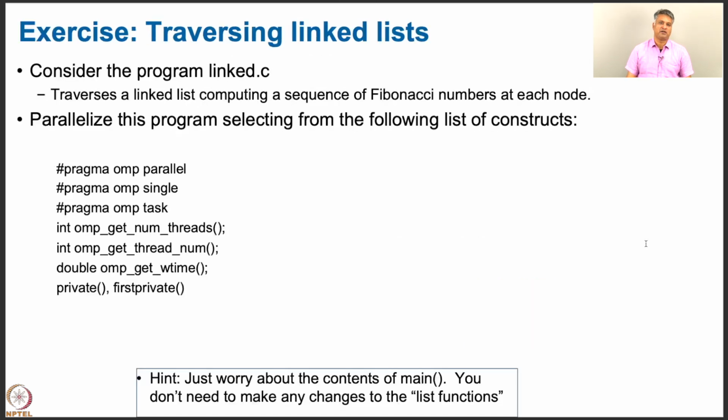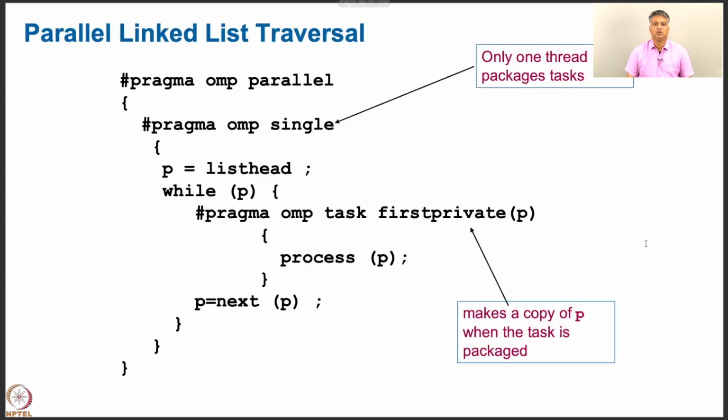So now let us look at how we traverse linked lists, and especially look at computing a sequence of the Fibonacci series. So what are we going to do with the list traversal? When we have a list traversal for a linked list, only one thread will package all these tasks. Here P is being assigned the list head, the address where P starts, and we make a copy of P when the task is being packaged using the construct firstprivate P.